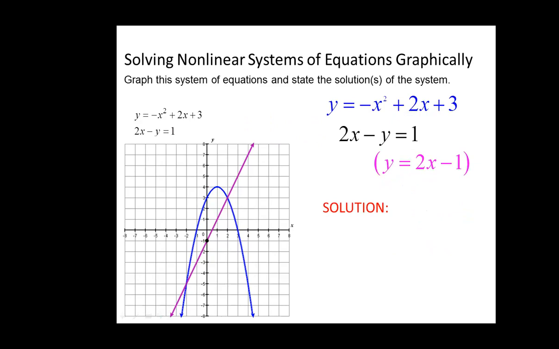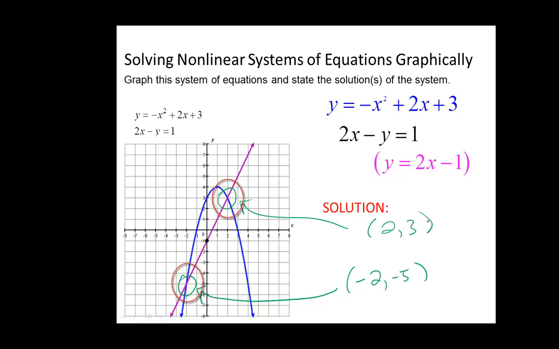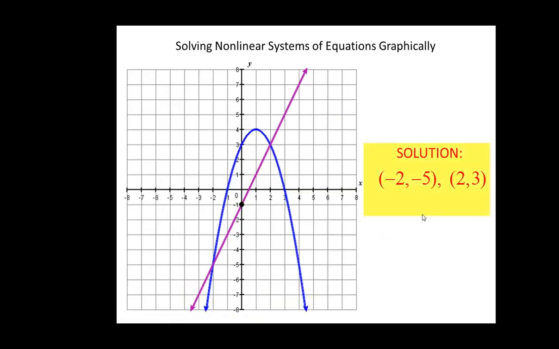Now we're talking about the solution. Well, the solution is to look at where these graphs intersect each other. So here I can see there's a point that looks like negative 2, negative 5, and this point looks like 2, 3. I'm just going to write that out in a little box here. There we go. There is the solution to our system. The quadratic was not a linear graph, but the line was a linear graph. Our strategy here was to graph both of the equations and to see where they intersect.